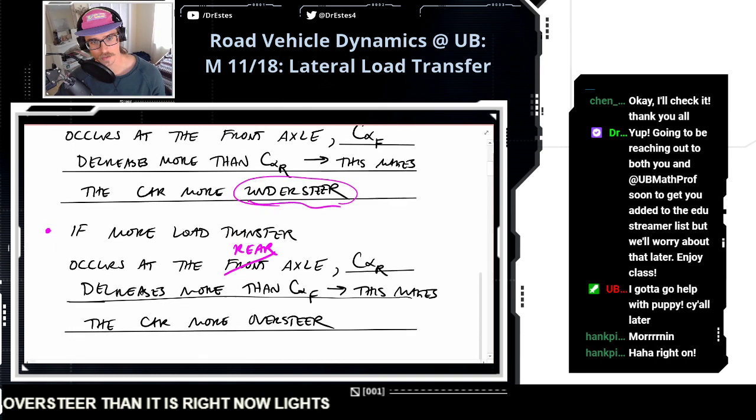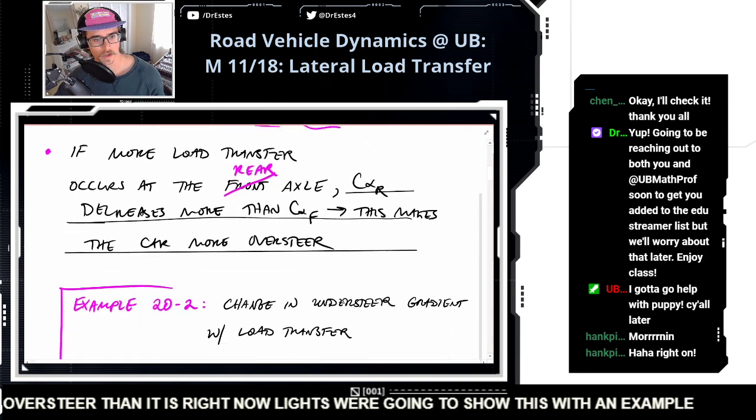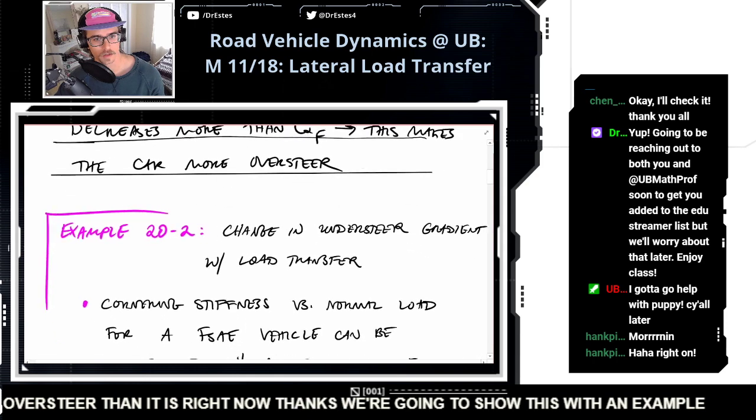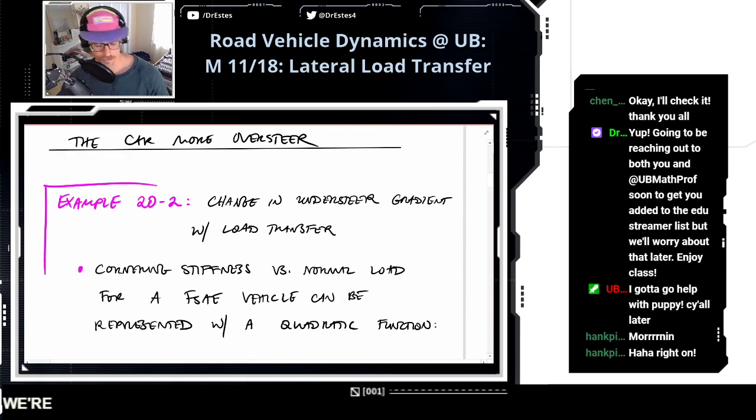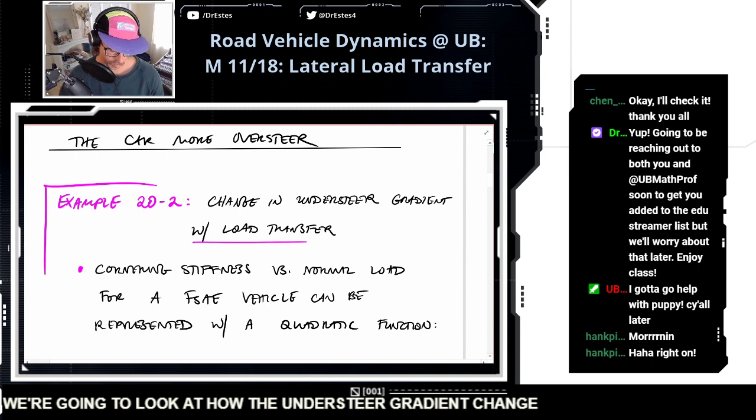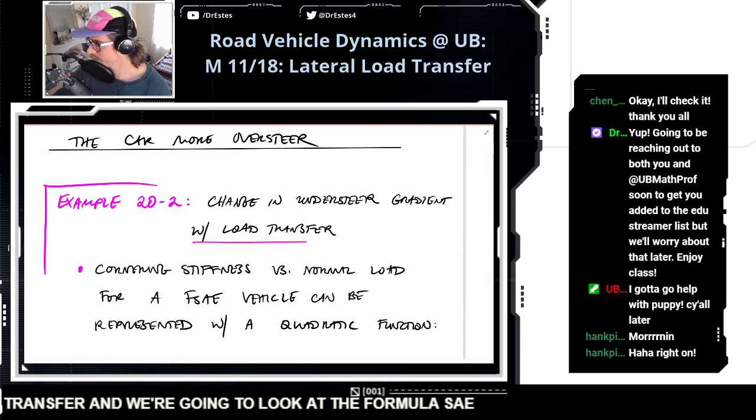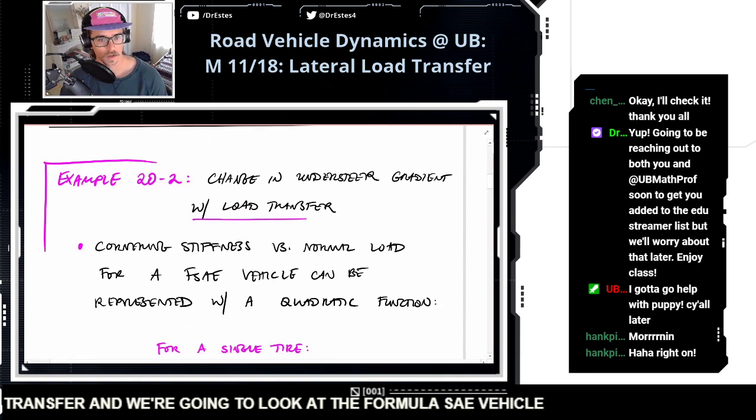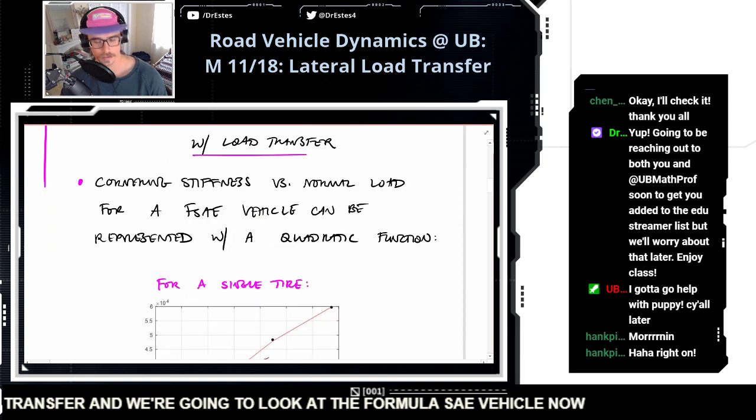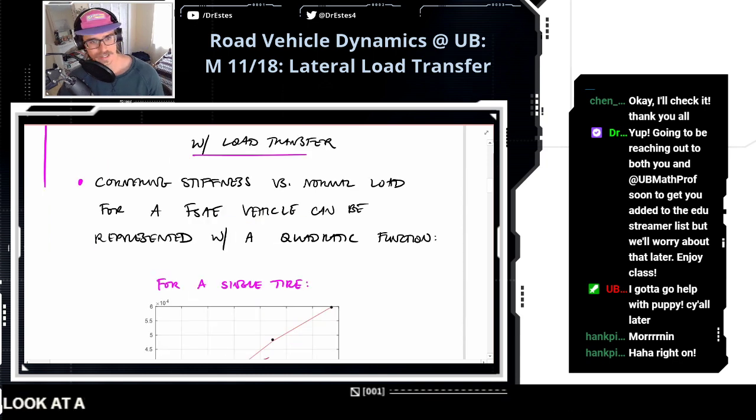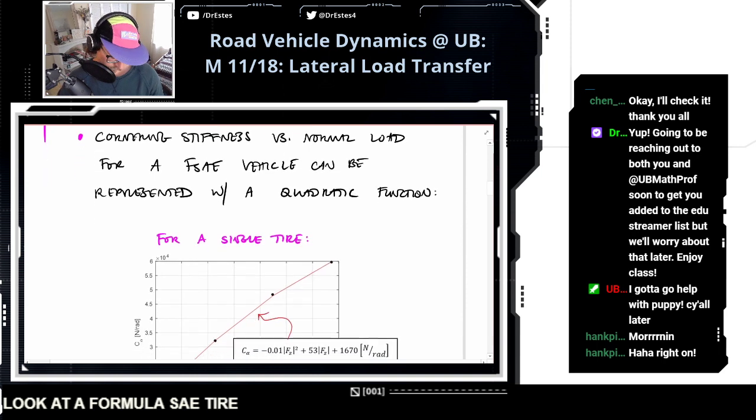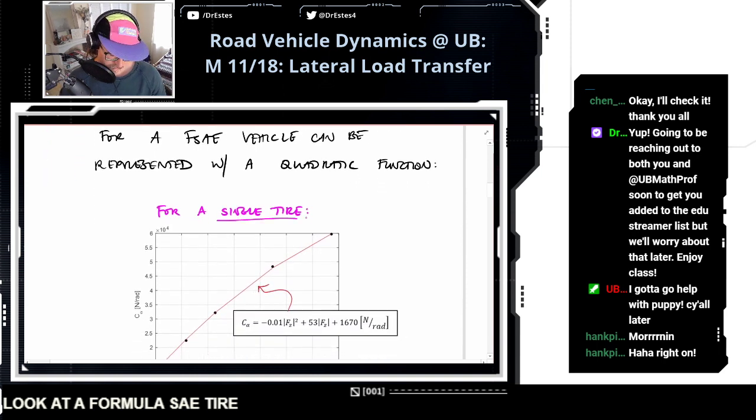All right, so we're going to show this with an example. We're going to look at how the understeer gradient changes with lateral load transfer, and we're going to look at the Formula SAE vehicle. Now we're going to look at a Formula SAE tire. So this is going to be a single tire.